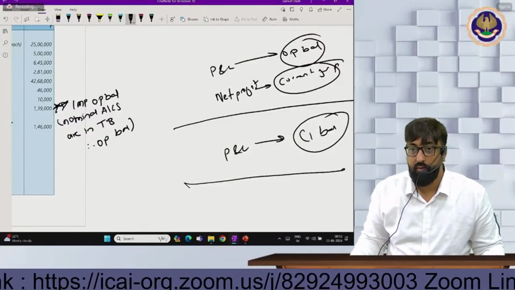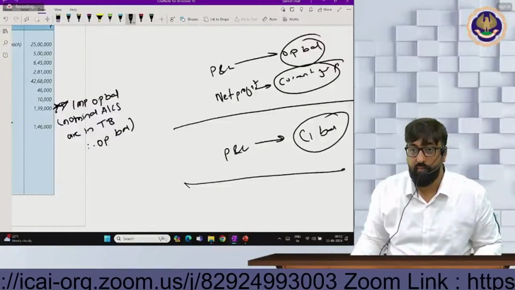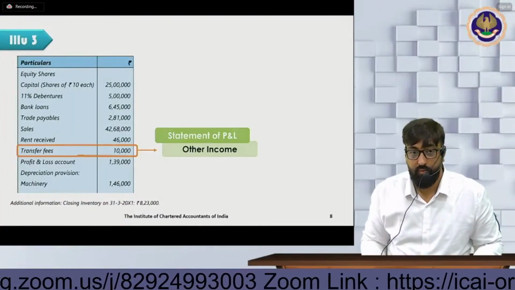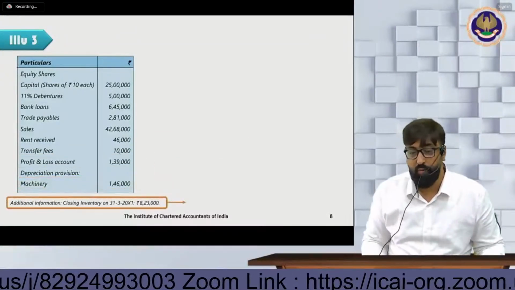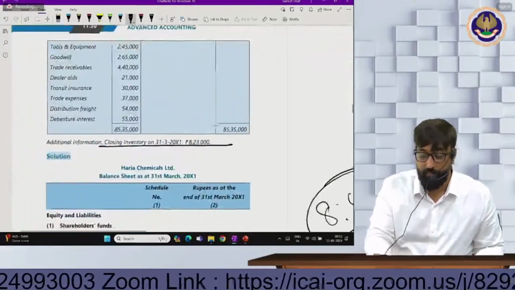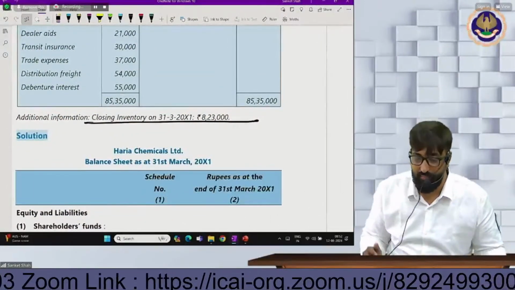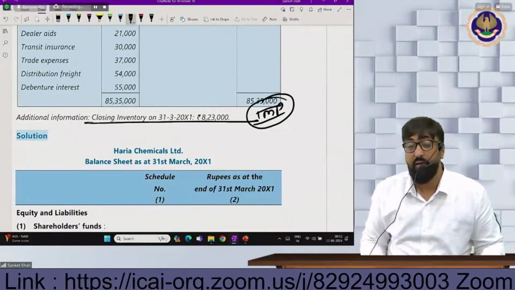Okay. Next one. Depreciation provision on machinery, we will deduct it from the plant and machinery. Yes, very good. Reduce it from the plant and machinery. And very, very important now in this question. This question won't be asked in the exam because it is a very simple question. Just prepare your trial balance. This is only for your understanding purpose.